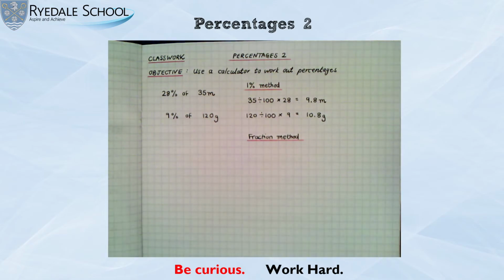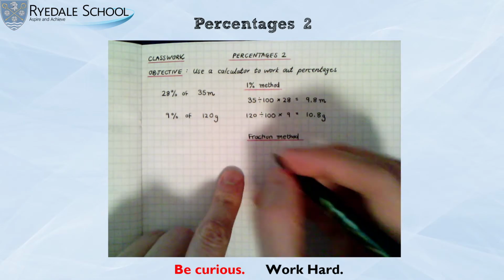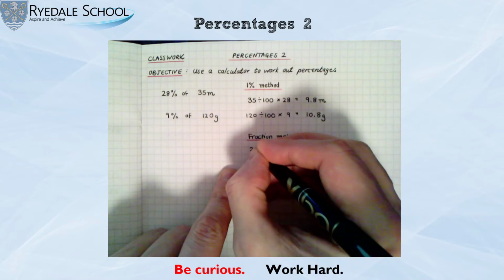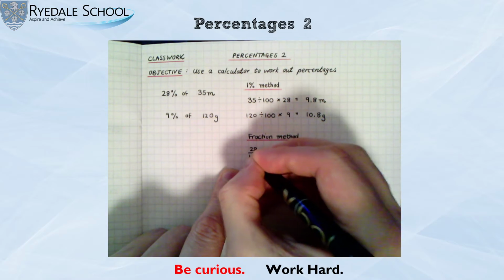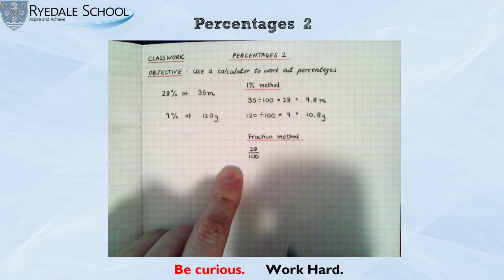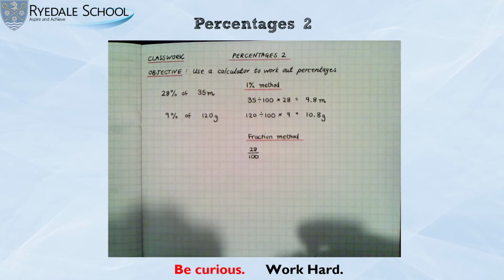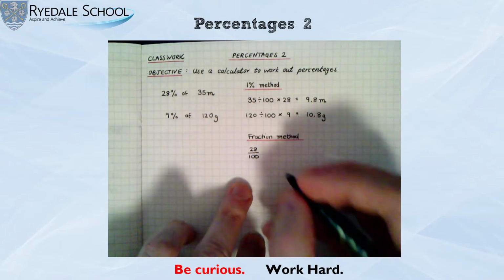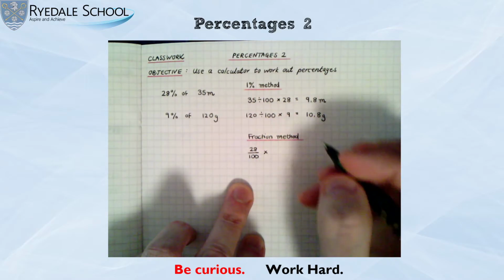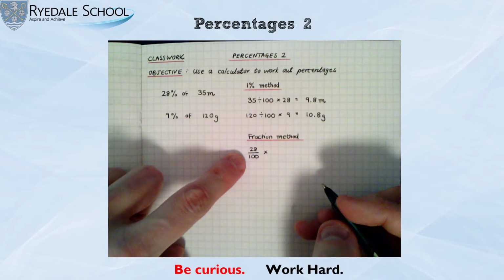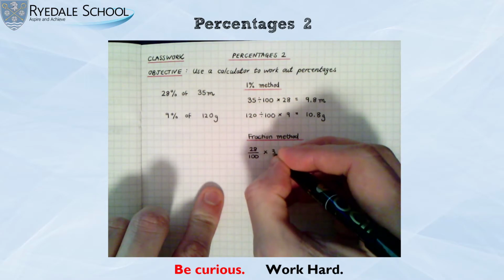So if I'm doing the exact same two questions again, well, 28% is 28 out of 100. Okay, the word "of" in maths means multiply. So I'm doing 28 out of 100 times 35.